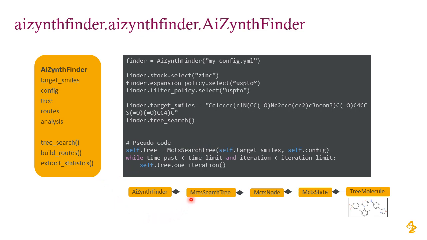So we have the AiZynthFinder class, which owns a Monte Carlo search tree object. This in turn holds a reference to a Monte Carlo tree search node, which is a node in the search tree, and it holds the reference to the root. That's the only node it really needs to keep track of. The node has an internal state, a Monte Carlo state, and the division here is based on historical reasons. They could be one class really, but they are separated.